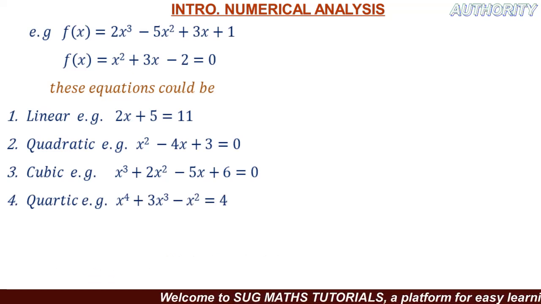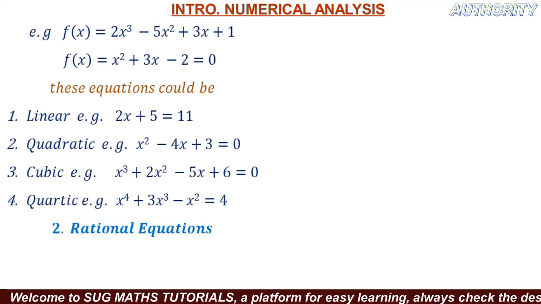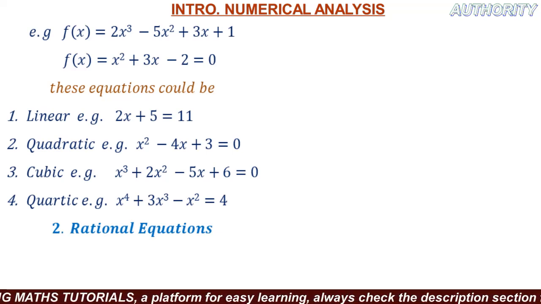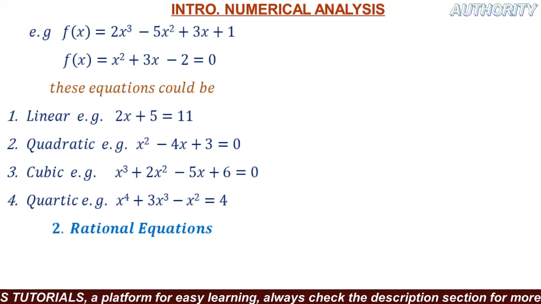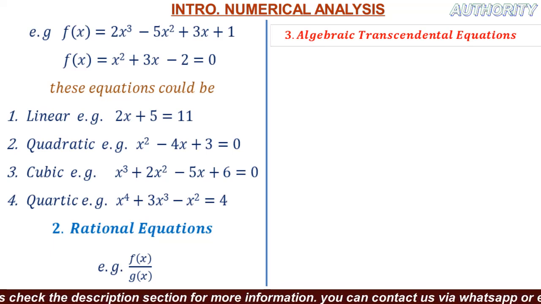Under algebraic equations, we have what we call polynomial equations. And under it again, we have what we call rational equations. A rational equation is when you have two polynomials in the form of a fraction, numerator and denominator. For example, f of x over g of x, where g of x is not equal to 0. So this is what we call a rational equation. Under algebraic equations again, we also have what we call algebraic transcendental equations.